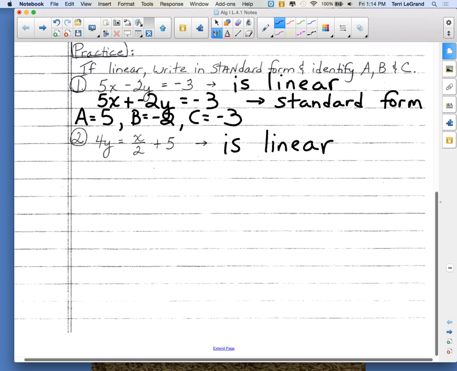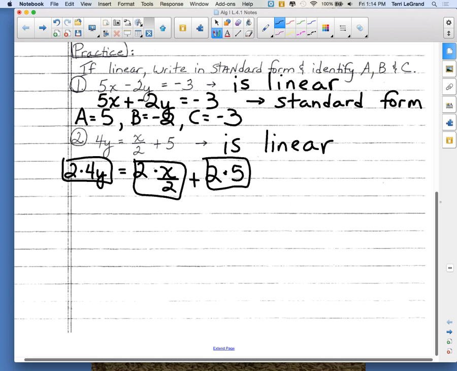So just like when we were solving equations, we're not really solving here, but we want to eliminate that denominator of 2. What did we do to eliminate a denominator? Multiply every piece by that denominator. So we're going to take the 4y and multiply it by 2 equals, we're going to take the x over 2 and multiply it by 2, and we're going to take the 5 and multiply it by 2. Every piece must be multiplied by 2.